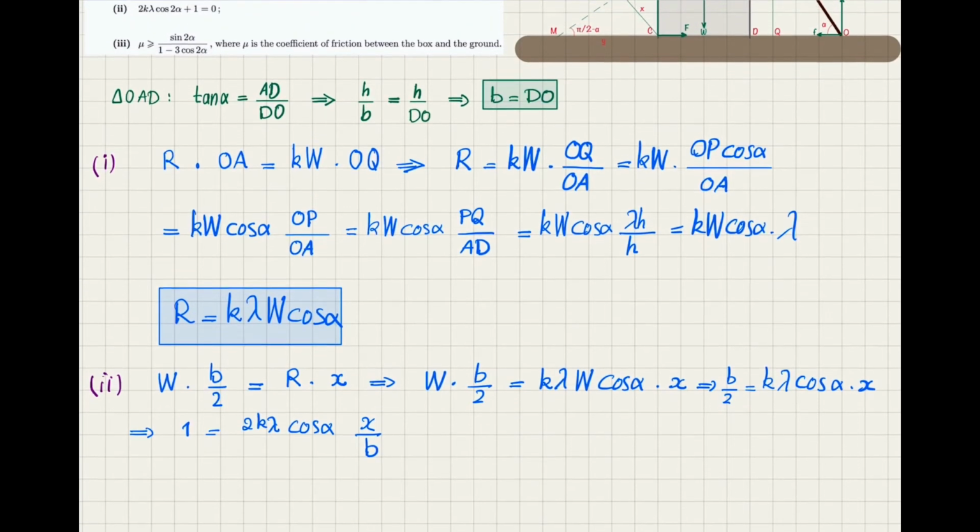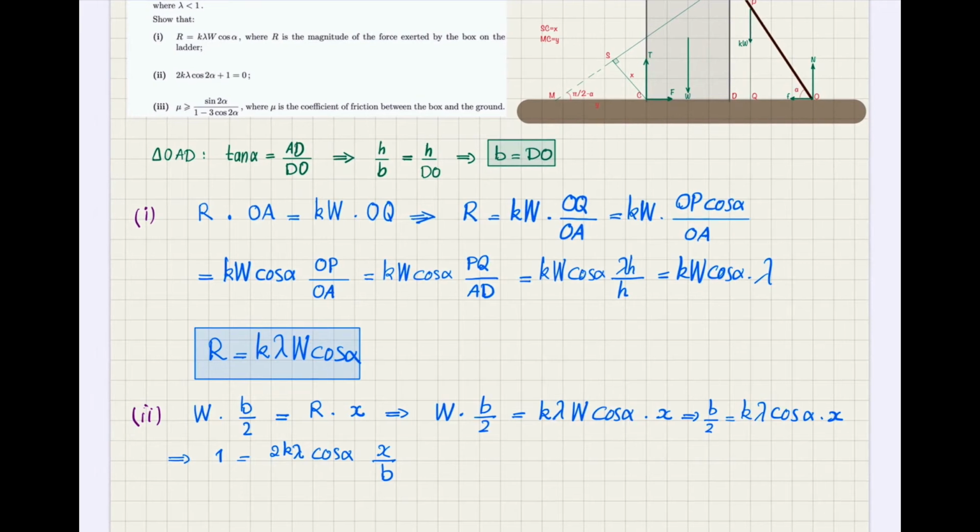Okay, so my motivation was to make 2K lambda appear. So here everything is more or less, we are getting close to what we want to prove. Yes, we have 1, we have 2K lambda here, but of course instead of cosine 2 alpha, I still have cosine alpha, but I have also this fraction left. Okay, so from now on I want to concentrate on finding this in terms of alpha. I want to write X over B in terms of lambda.